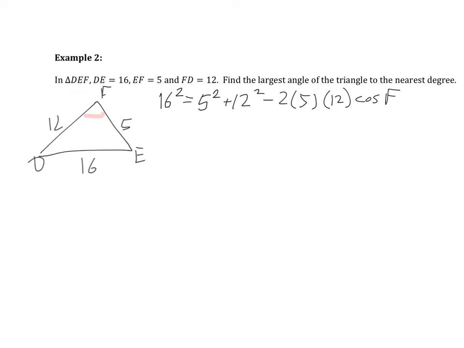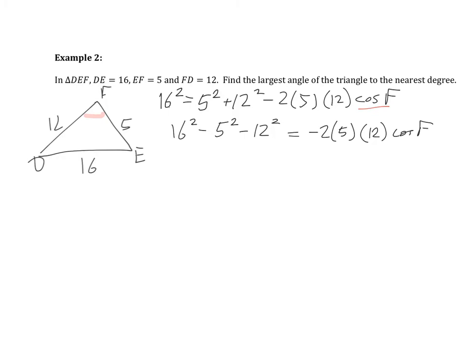Oof. So one thing that's helpful is to think about this cosine of F like a variable. If that was a variable, then I would just treat everything like I would for anything else. So the first thing I'm going to do is move everything over to one side. Now, I'm going to do this a little bit differently than you may expect. I'm going to do this without calculating anything. I'm just going to manipulate everything. So I'm going to get 16 squared minus 5 squared minus 12 squared equals negative 2 times 5 times 12 times the cosine of F.